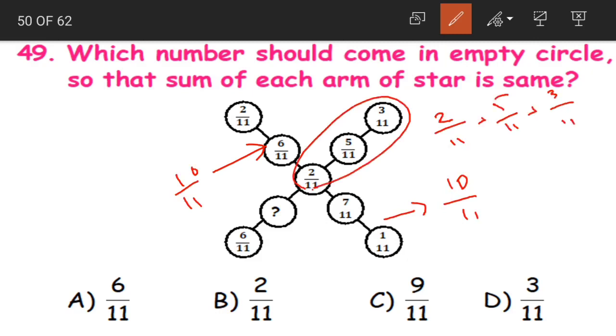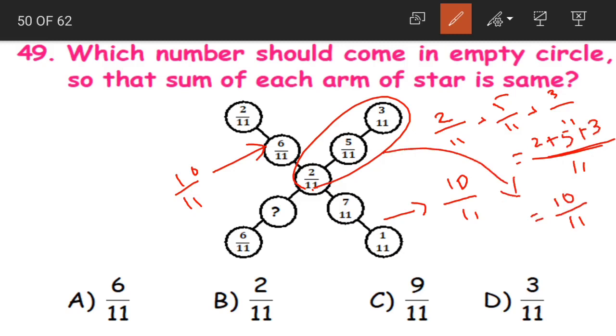We are calculating the sum of this arm. Yes, again as these are like fractions, we are keeping the common denominator. For the numerator, we have 2 plus 5 plus 3, that is equal to 10 divided by 11. So for each arm here, the sum is 10 by 11.